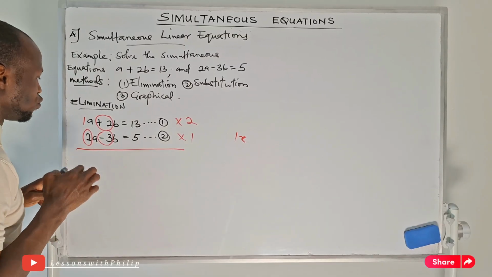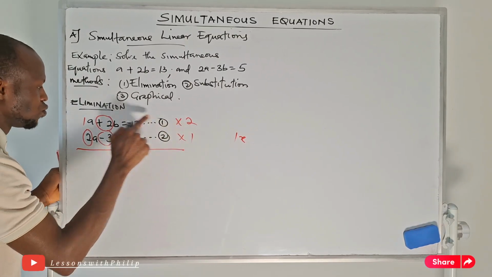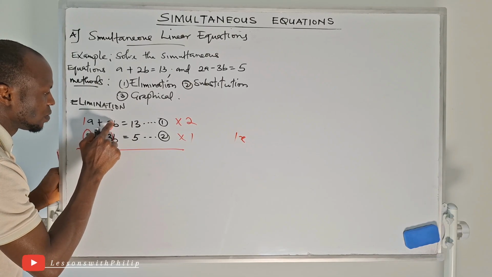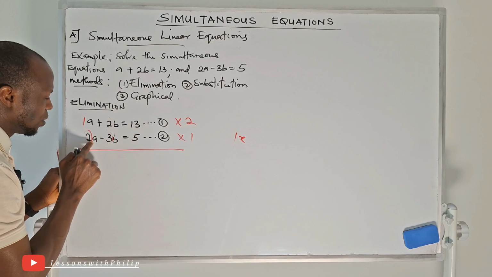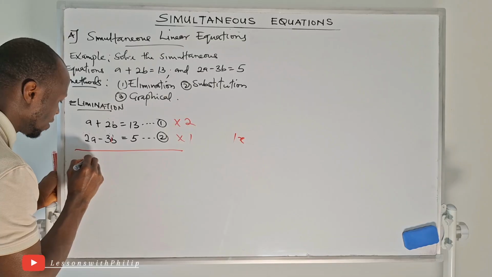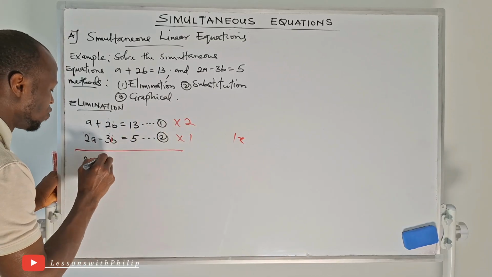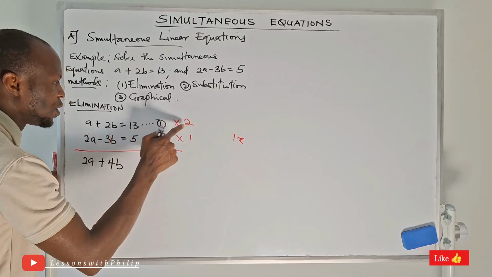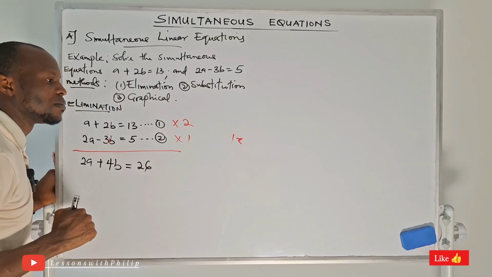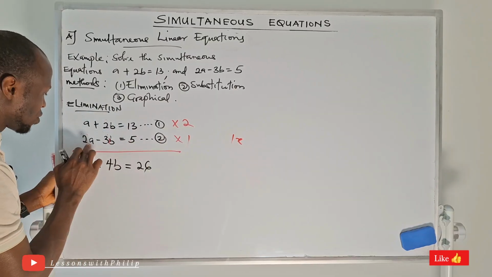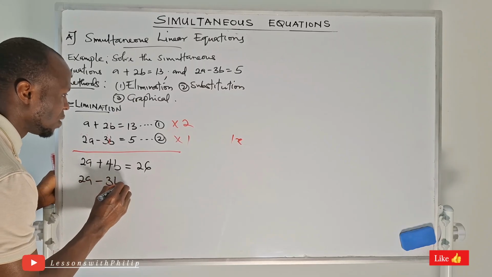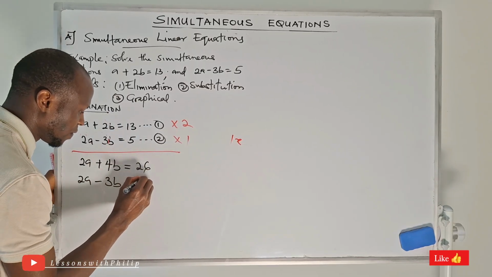Now, if I multiply through equation 1 by 2, I have 2 times A, which gives me 2A. 2 times plus 2B will give me plus 4B. 2 times 13 will give me 26. Now, 1 times 2A will give me 2A. 1 times minus 3B will give me minus 3B. And 1 times 5 will still give me 5.